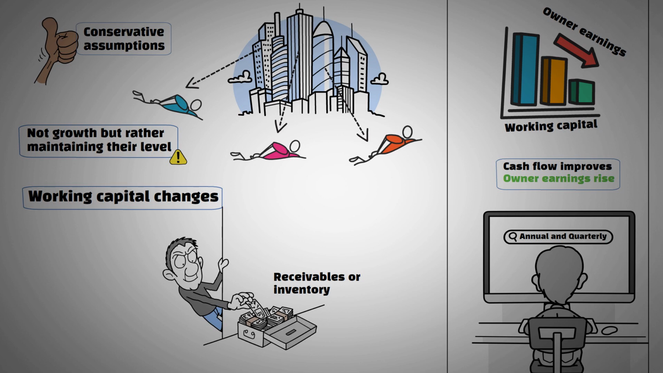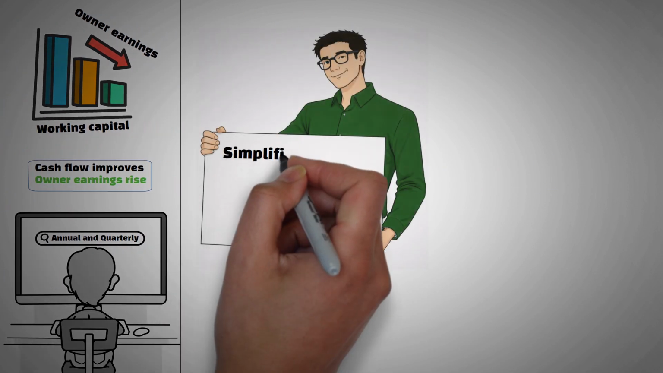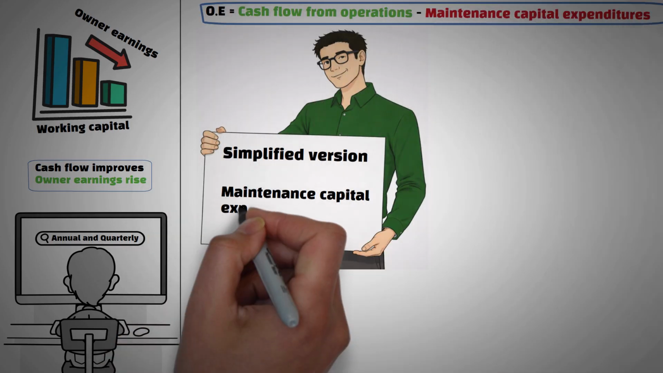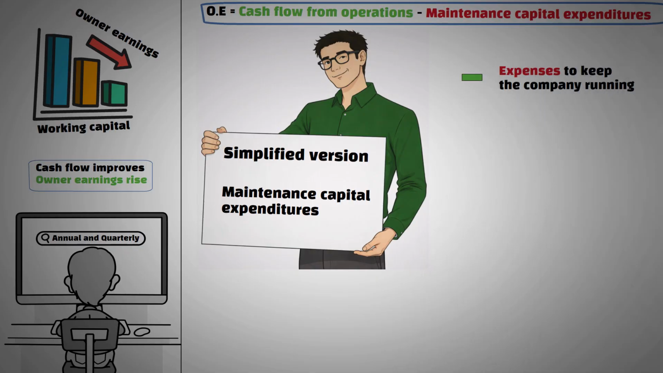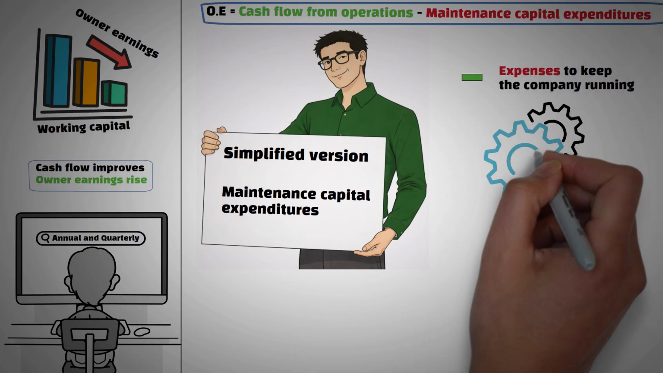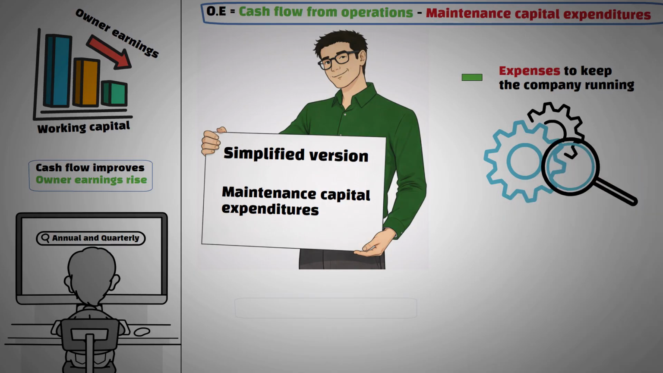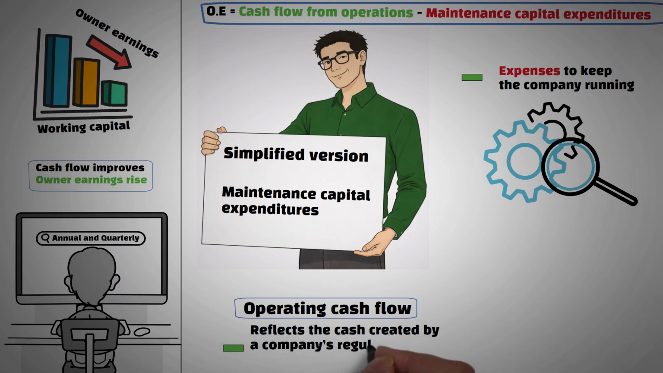Many Buffett-style investors use a more practical, simplified version, which is cash flow through operations minus maintenance capital expenditures. The main difference is using maintenance capital expenditures, which are expenses to keep the company running, instead of total capital expenditures. This approach can be more reliable because operating cash flow already adjusts for many accounting distortions. It's also easier to find in the cash flow statement, making it more accessible to everyday investors.